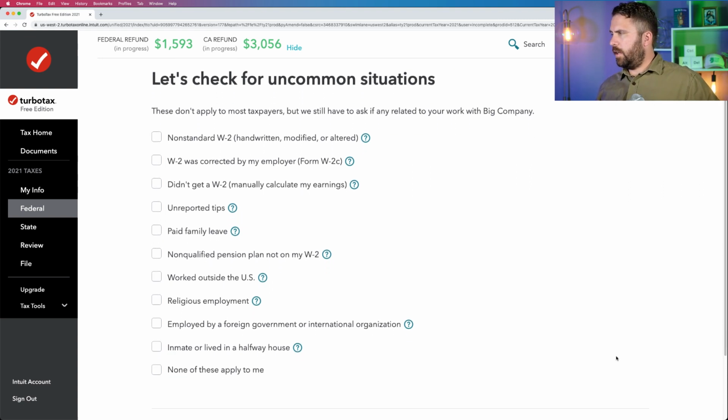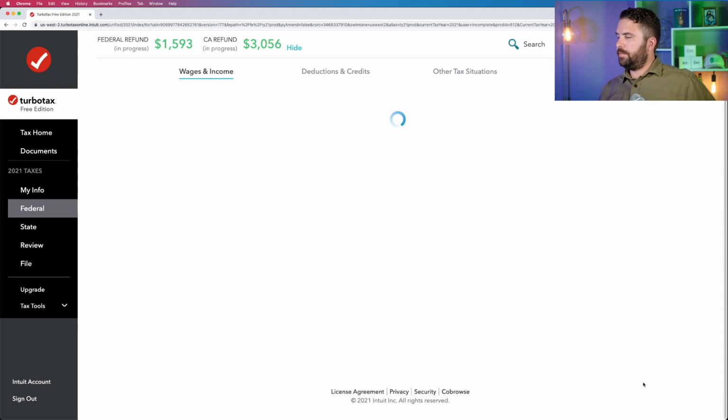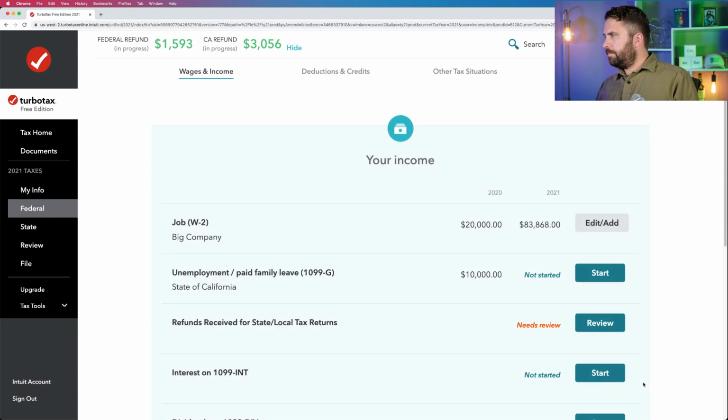Let's check for uncommon situations. All right, so it says these don't apply to most taxpayers, but we still have to ask if any relate to your work with a big company. I'm going to say none of these apply to our lovely taxpayer. All right, your W-2 info so far. Review it. Looks good. Hit continue. Okie dokie.